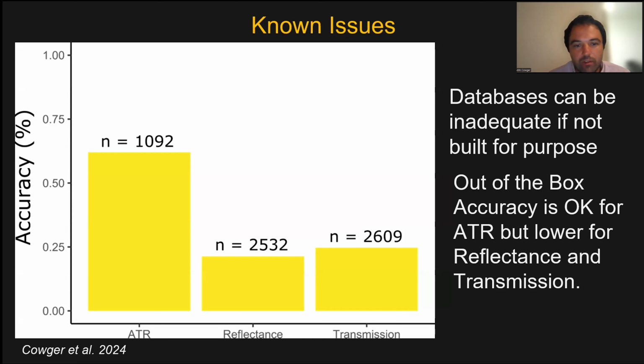So this is out of the box accuracy. This is kind of like a worst case scenario for these different spectral collection modes. And ATR was the best at the time because we had a lot of ATR reference spectra in the library. But now we've added in these reflectance spectra and the transmission spectra, so it's getting a lot better.